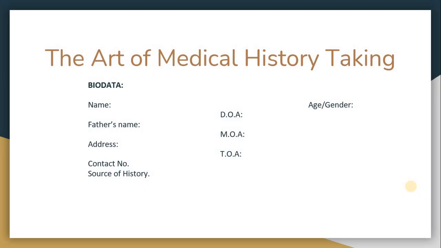We start off with biodata. It's very basic that we ask the name of the patient, their age, gender, name of father for the record purpose, address, the contact number, and the relationship of the attendant, who is obviously your source of history. Next, if the child is admitted, the date of admission, the mode of admission, whether it was outpatient department, the follow-up clinic or the emergency department, and the time of admission.